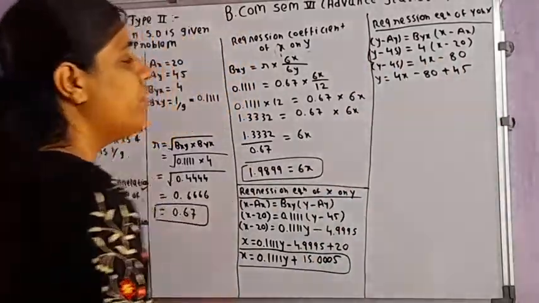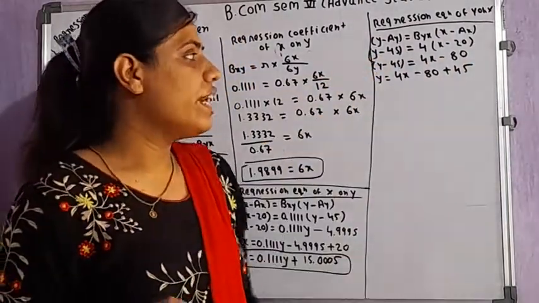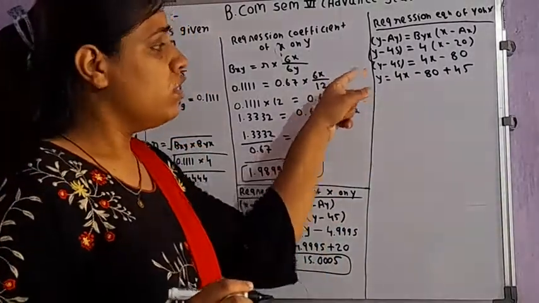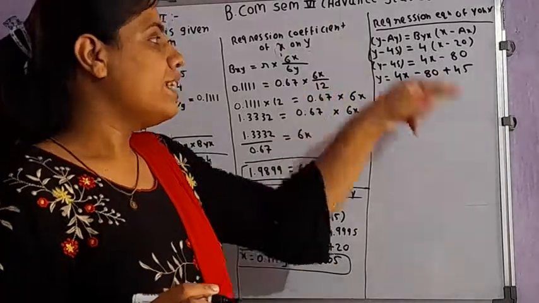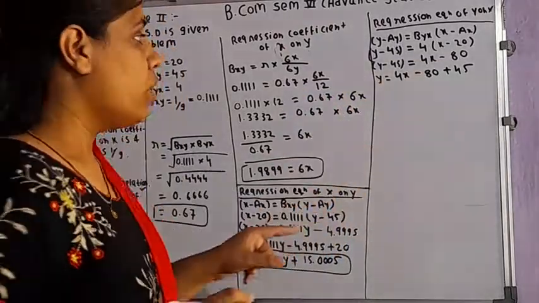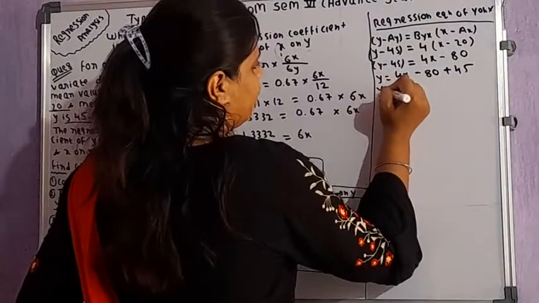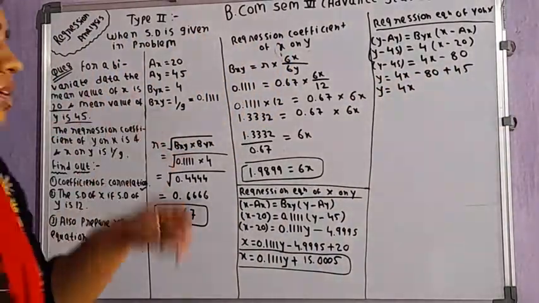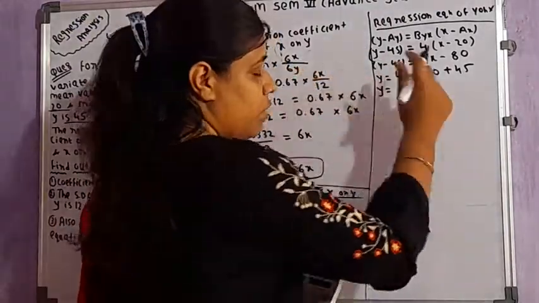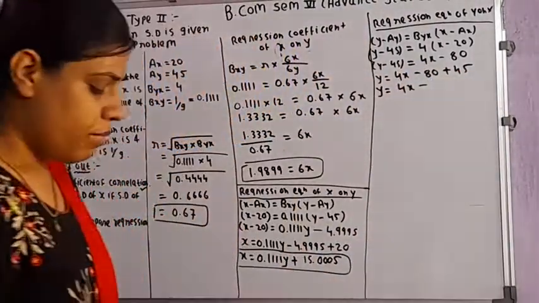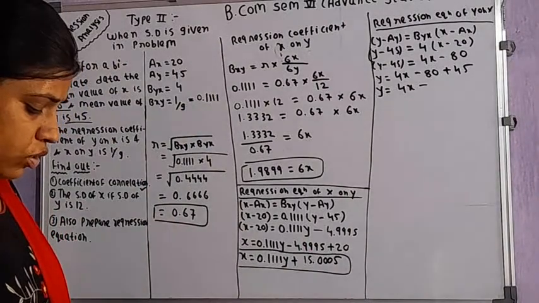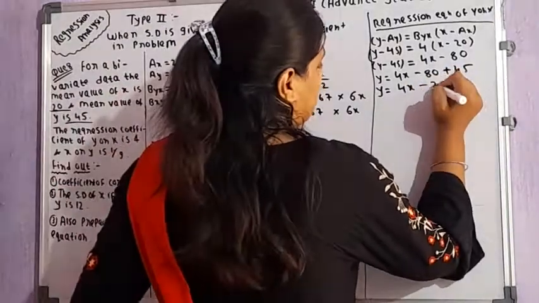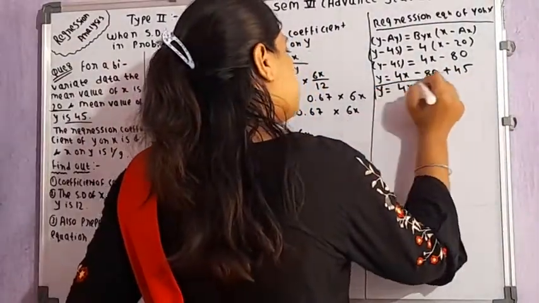Why plus 45? Because when we are shifting this 45 to the right hand side from the left hand side, we have to change the sign of 45. Here it's in minus, so that is why while taking it on the right hand side, we are writing it in plus. Okay. So now y is equals to 4x minus 80 plus 45. Minus plus minus and the sign of the big number. Which is the big number? 80. So minus 80 plus 45. So it comes to minus 35.